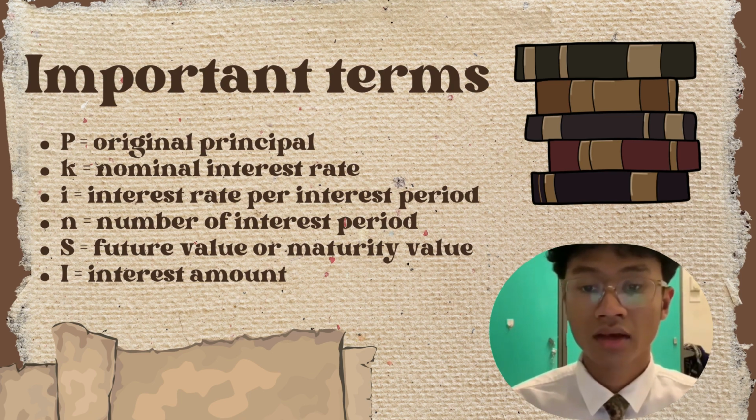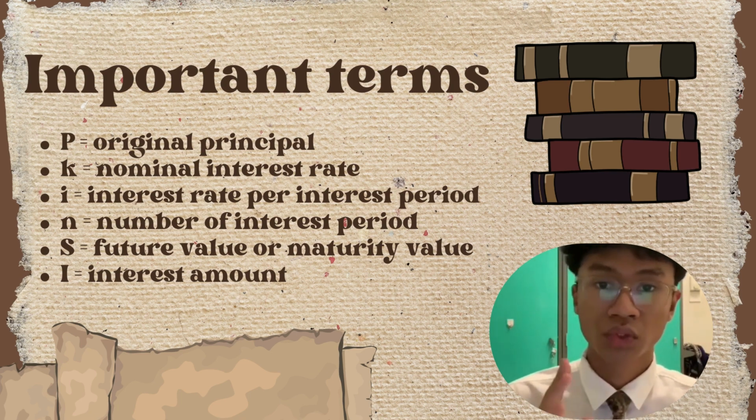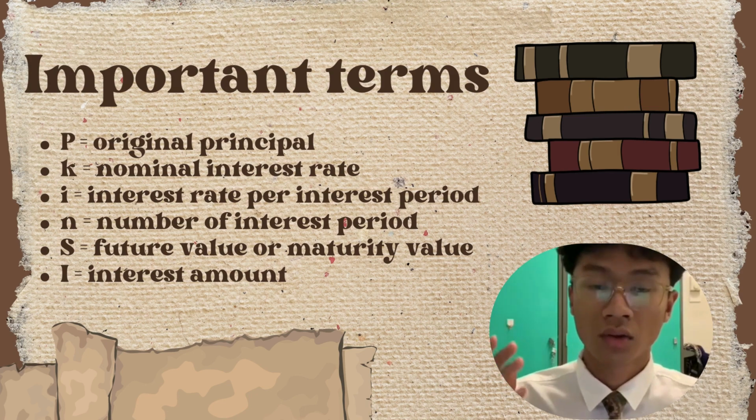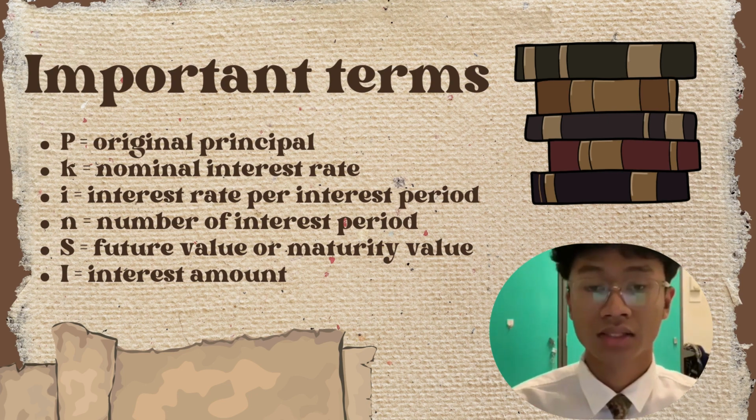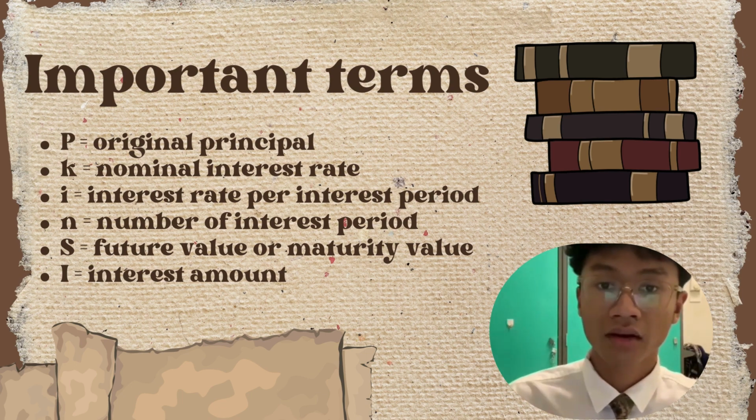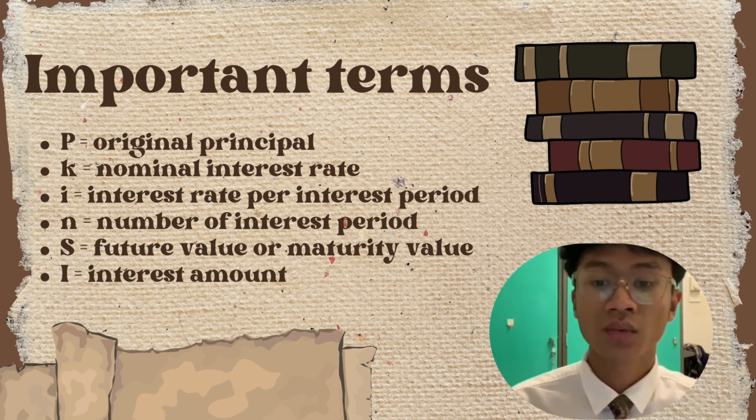Secondly, there are a few important terms that we should know about compound interest. First of all, we have P, which is original principal. We have K, which is nominal interest rate. We also have I as interest rate per interest period. And then we have N, which is number of interest period. S, which is future value or maturity value. And lastly, we have I, which is interest amount.